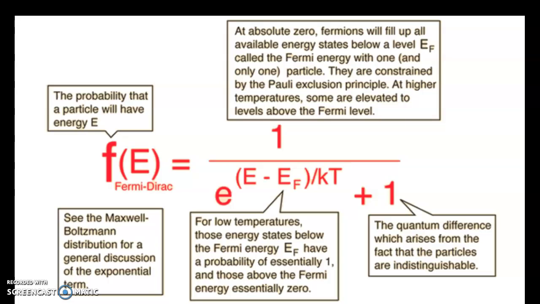And again, looking at this example, there's the point. At absolute 0, fermions will fill up all available energy states below a level, EF, called the Fermi energy, with one and only one particle. They are constrained by the Pauli exclusion principle. At higher temperatures, some are elevated to levels above the Fermi level. One other point to make here is that for low temperatures, those energy states below the Fermi energy have a probability of essentially 1, and those above the Fermi energy essentially 0. And then the +1, of course, is the quantum difference.